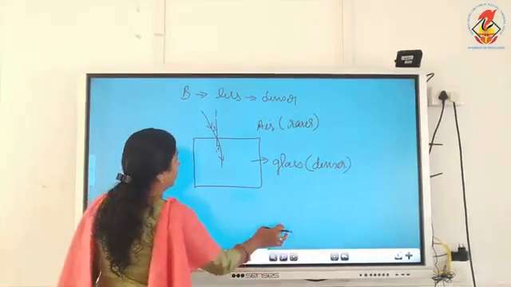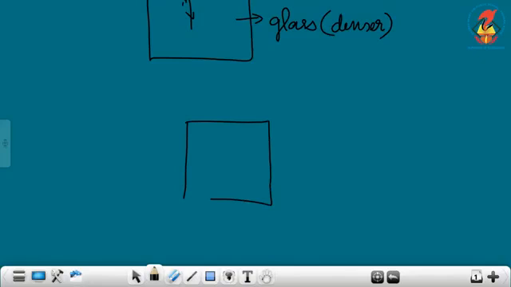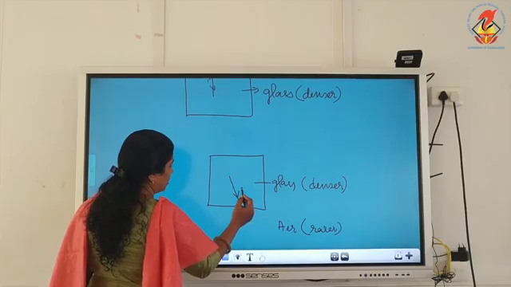Now, what will happen when a light ray travels from a denser medium to a rarer medium? This one is glass, air. Okay. So, glass is denser, air is rarer. Now, this is the incident ray, and the light ray passes through the glass.